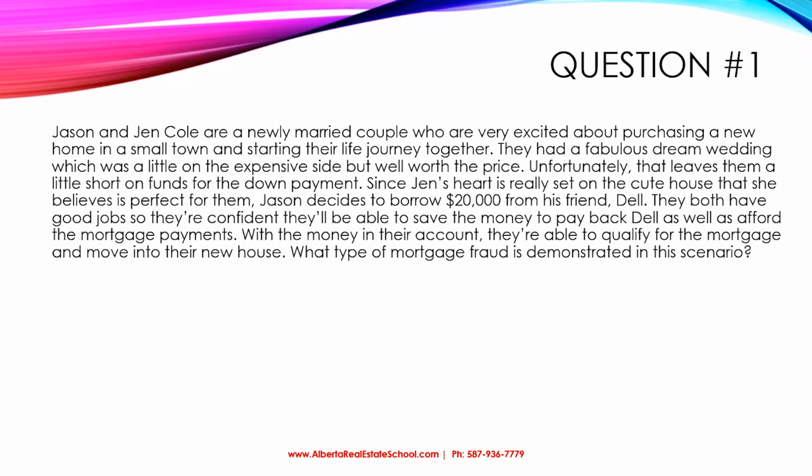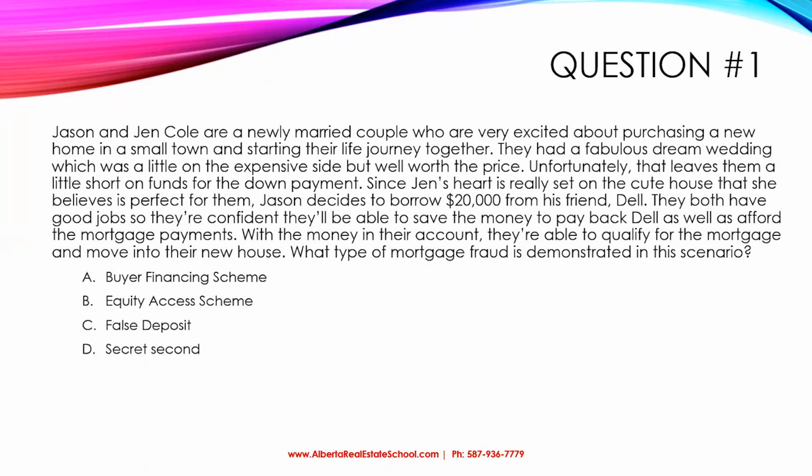Since Jen's heart is really set on the cute house that she believes is perfect for them, Jason decides to borrow $20,000 from his friend Dell. They both have good jobs, so they're confident they'll be able to save the money to pay back Dell as well as afford the mortgage payments. With the money in their account, they're able to qualify for a mortgage and move into their new house. What type of mortgage fraud is demonstrated in this scenario? And the options here are A, buyer financing scheme, B, equity access scheme, C, false deposit, or D, secret second.